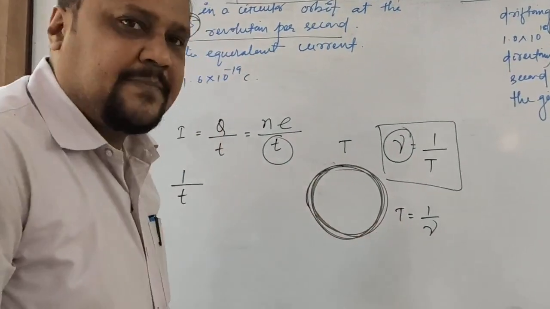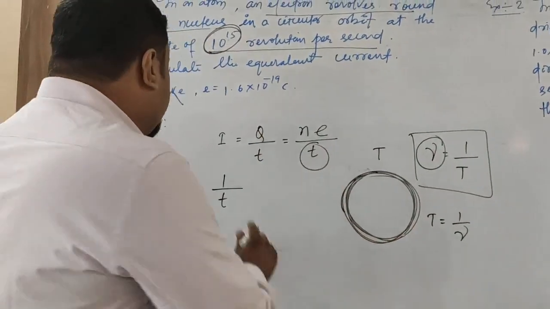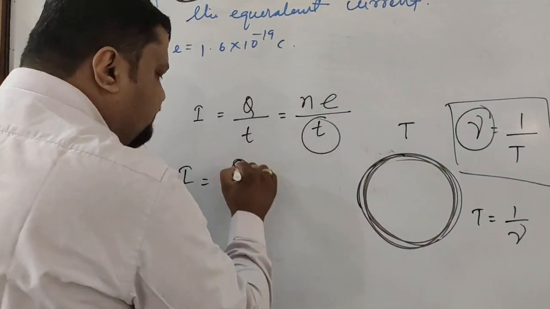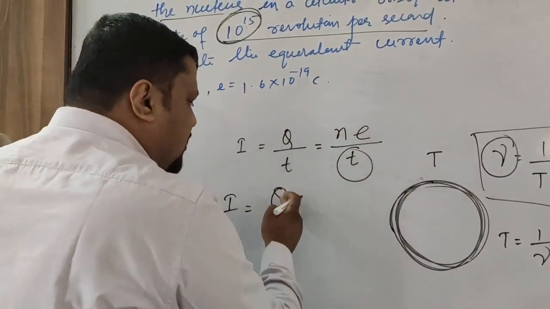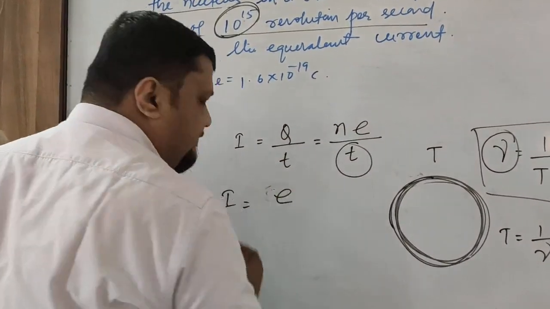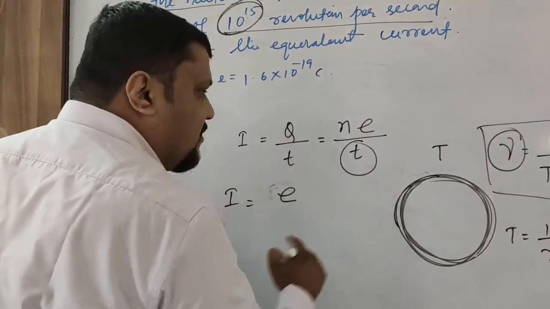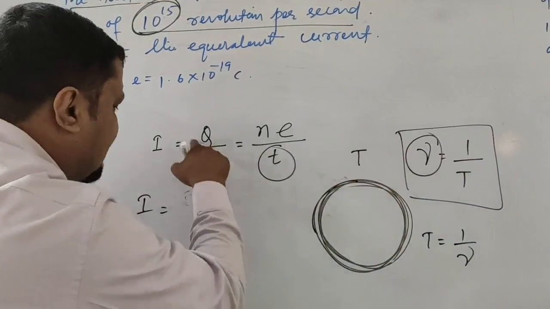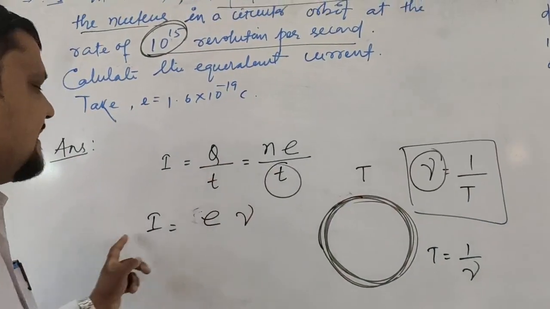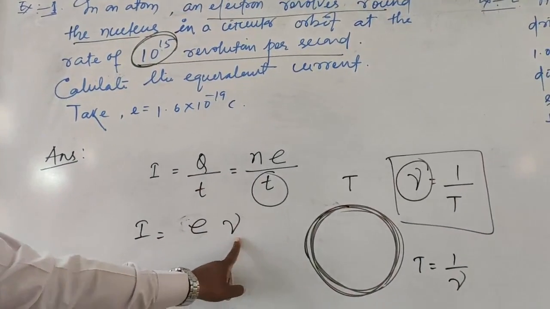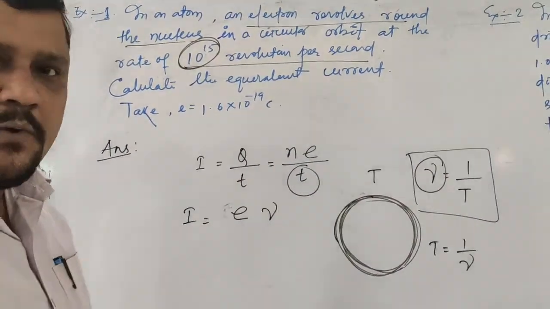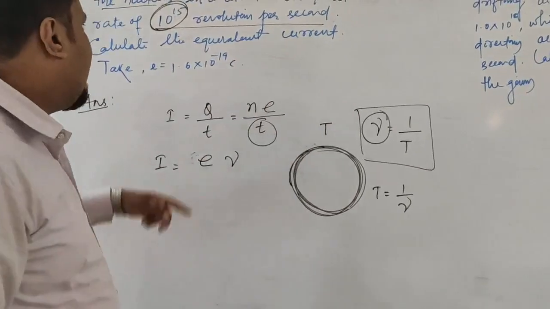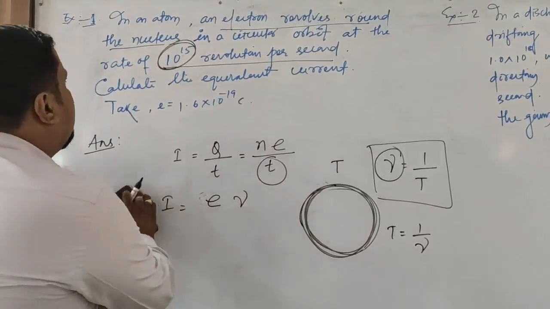Putting that time here, I is equal to Q by T. In this case the electron is given, so Q is equal to e, the charge of the electron, and 1 by time period is equal to frequency. So I can write I is equal to e into nu, where nu is the frequency. This is another formula we can use, and by using this formula I will calculate the current.